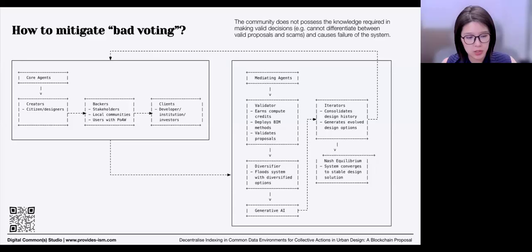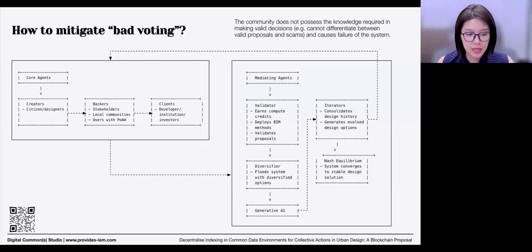Now, the original DAO paper did try to mitigate this problem through a forking mechanism, but in the context of architecture, forking can lead to undesirable outcomes such as property encumbrance. So I argue that we actually need additional mediating agents beside the core agents. The first one is the validator. Validators can deploy tools like building information modeling methods to align real-world constraints and test proposals in physics-based properties, thereby validating the proposal.